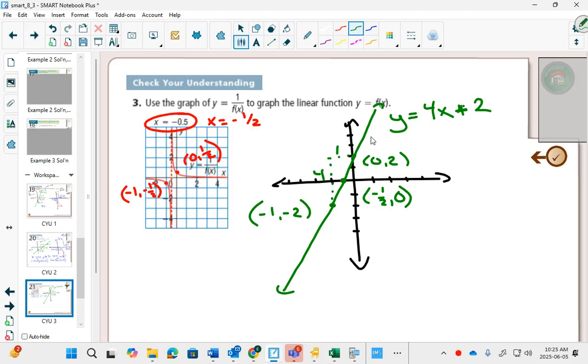So only one question for practice on this one, number 8.